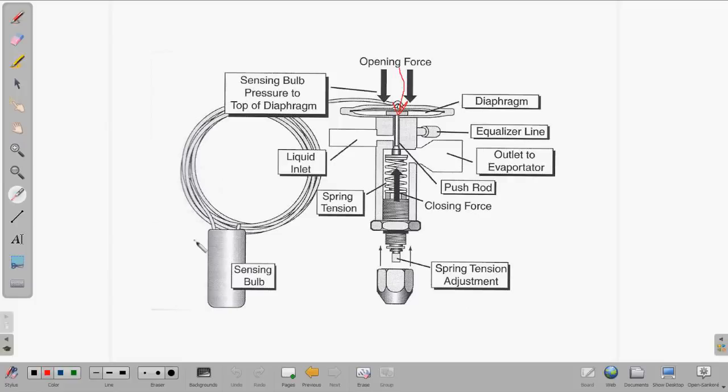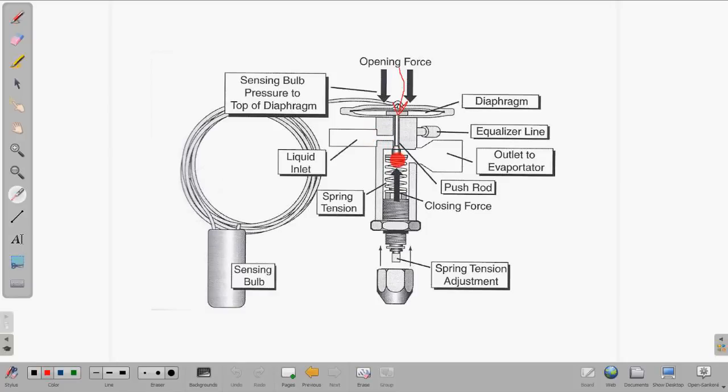If you're still seeing problems, suspect a bad TXV. After you check those, then it's time to go hunting down. Usually what happens is the sensing bulb loses its charge. So what will happen is there's no opening force. Now this is designed, it's still going to meter refrigerant through here. It doesn't close all the way. But you're going to end up with ice coming out right at the end of the outlet of the TXV. So the sensing bulb is usually the issue.